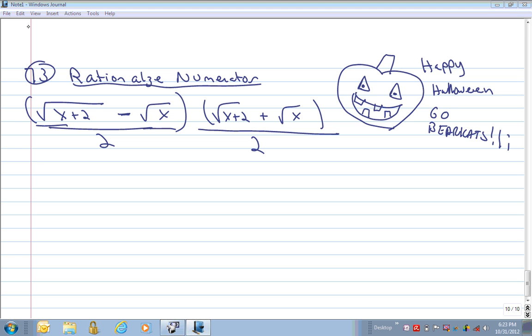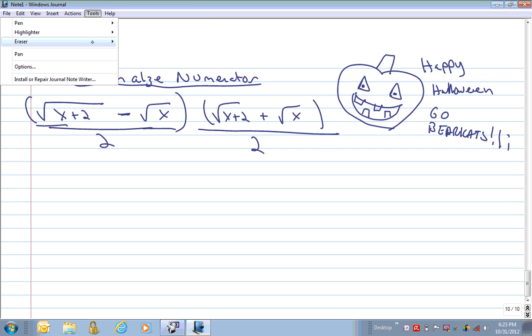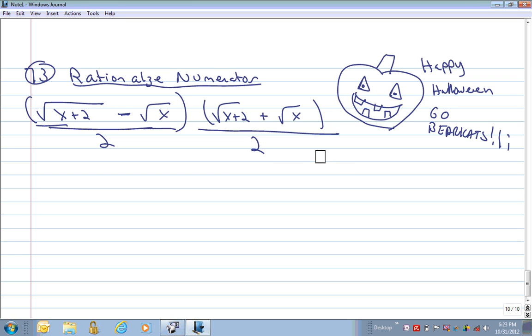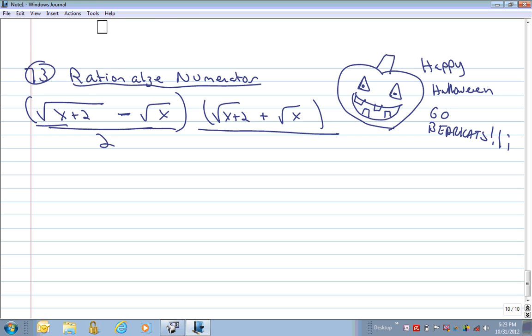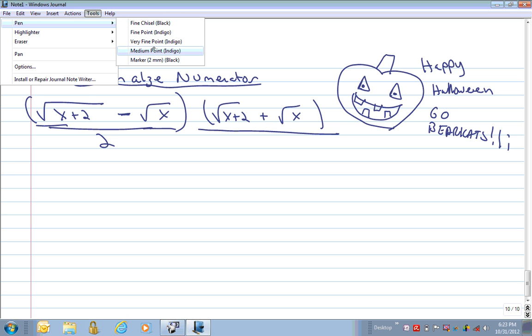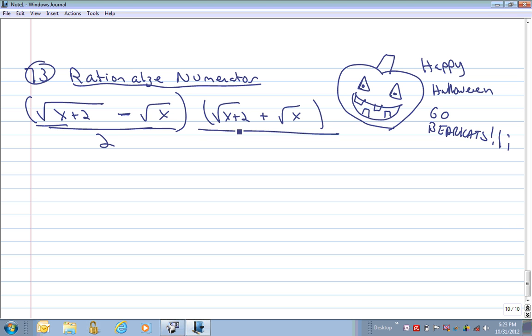Now that I need to fix. Okay, sorry, I don't need the 2. All right, so we would rationalize the numerator by multiplying by the conjugate at the top and the bottom.